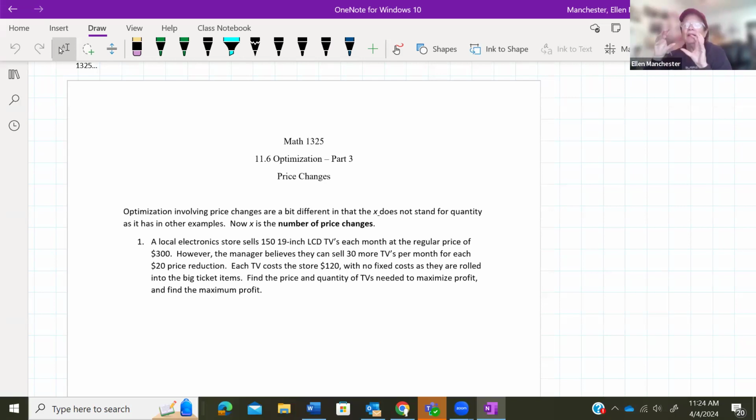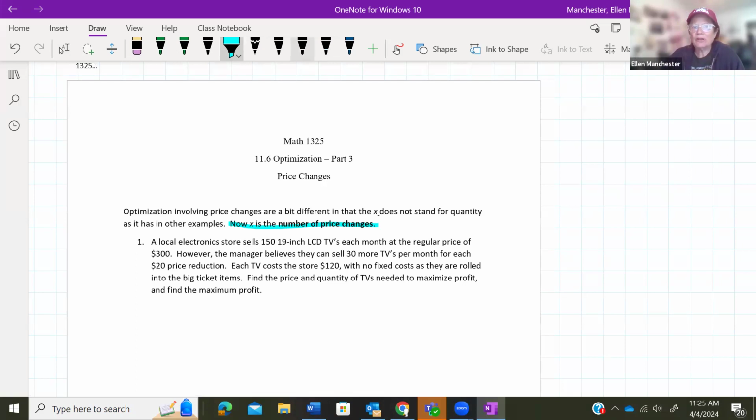So it's very handy to be able to look at, if I lower the price this much, how many products am I going to sell? If I raise the product price this much, how many products am I going to sell in that case? All right, so here we go. The only difference is now the X represents the number of price changes.